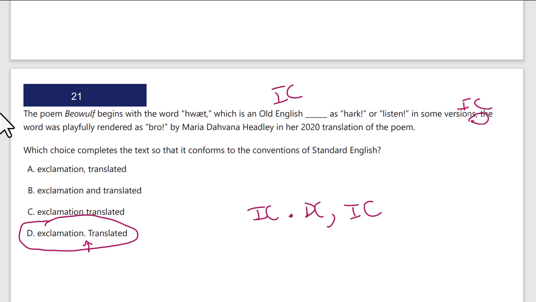Which is an Old English exclamation, comma, translated as hark or listen, in some versions, comma, the word was playfully... No, because then I'm setting up a new independent clause with just a comma, and that's a comma splice. So exclamation and translated, that doesn't make a difference. It's the same problem, and that's the same problem. D is the answer.